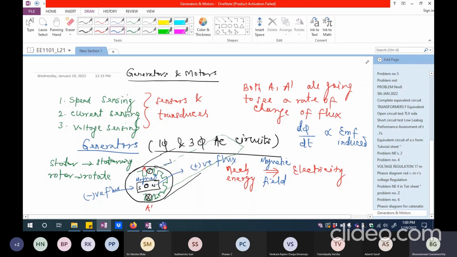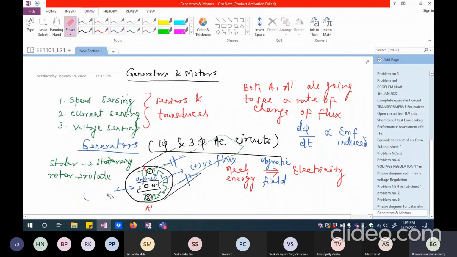So if I look at the induced EMF, if I say this is positive induced EMF here, this is going to have a negative induced EMF here. This is how it is going to be. So it is like connecting two batteries in series, so they are going to be in series addition. That is the reason why I'm going to get twice the voltage generated in one conductor as the resultant voltage, what I see across A and A dash together.